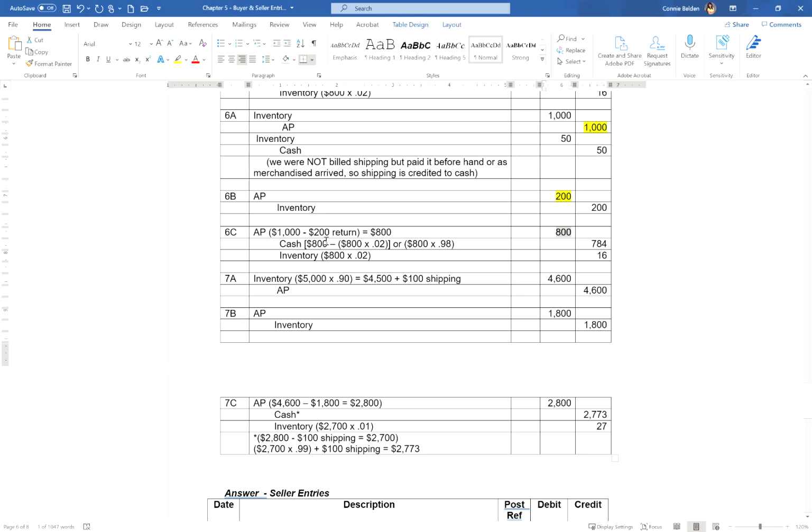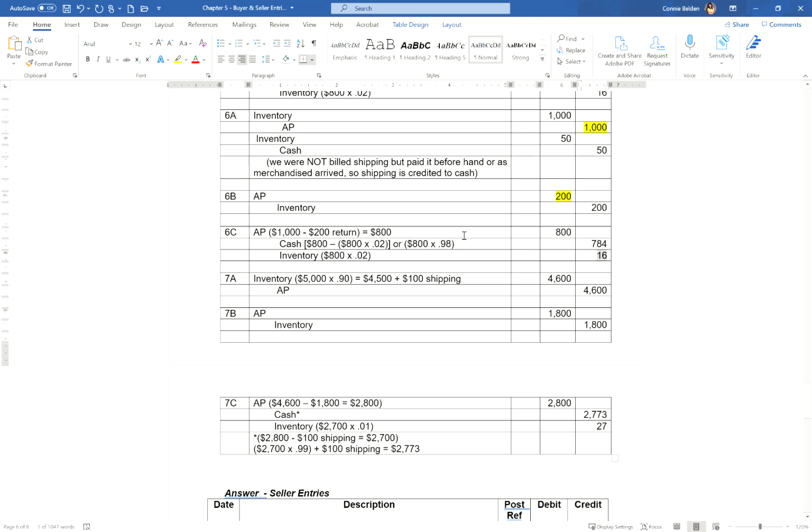Okay. Now for cash, there's no shipping involved here, so it's an easy calculation to do. Just take your 800, the amount in accounts payable. You get a 2% discount, so take it times 98%, and that gives you $784. Again, you already paid that shipping in cash, so there was no additional shipping to add in like up in 5C. Okay. For inventory, it's the same amount as 5C. 800 times 2% is $16.